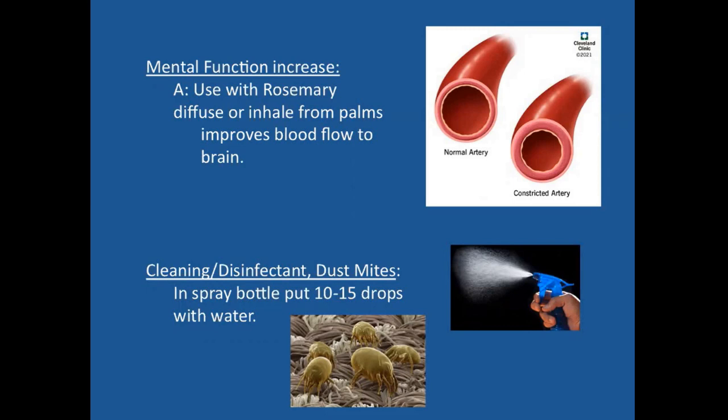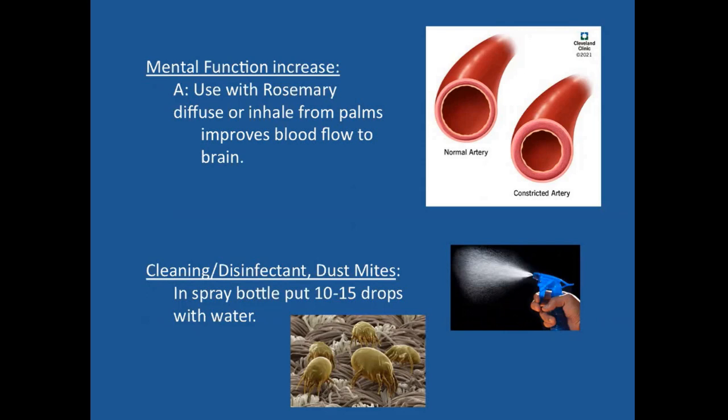So using eucalyptus can help with that, but the underlying factors still need to be dealt with, and that's basically the oxidized cholesterol or inflammatory agents, whatever they might be, that are causing the inflammation of the blood vessels in the circulatory system. Also it can function as a cleansing and disinfectant agent and help to mitigate dust mites.